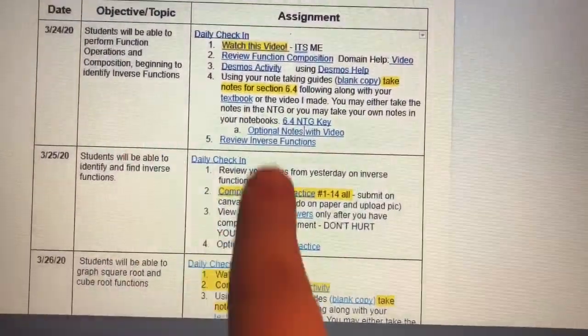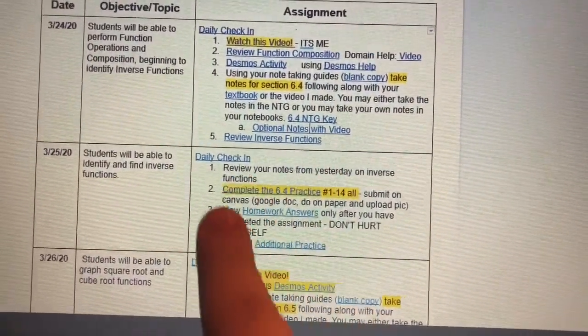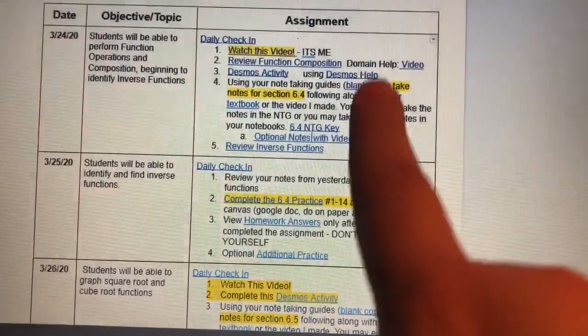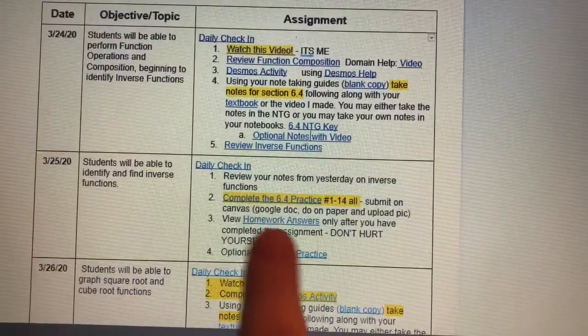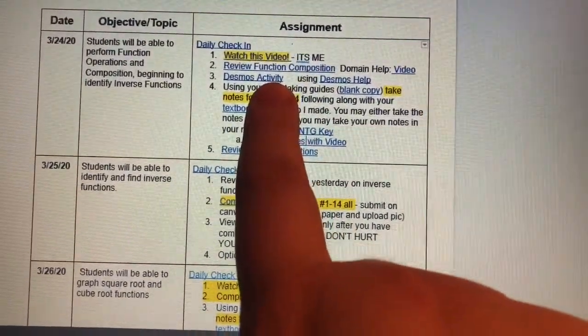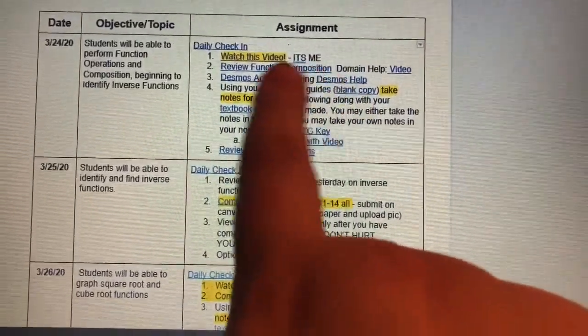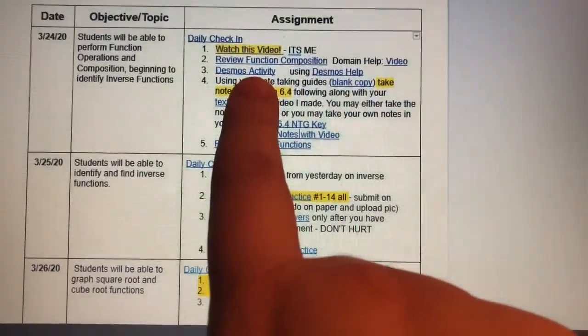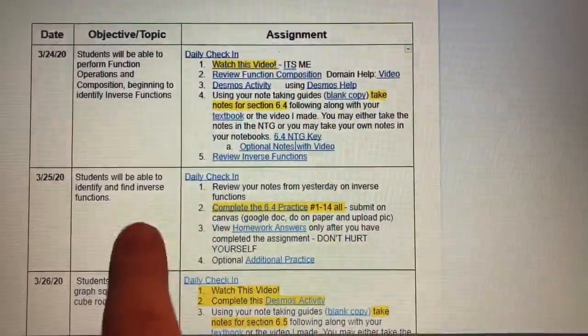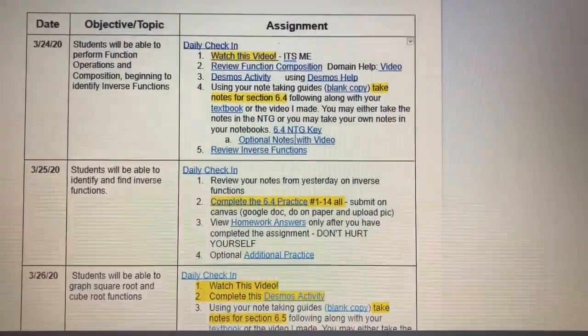Tomorrow, just looking ahead, if you guys are working ahead, tomorrow is when you're going to do your practice problems with the inverses. So if you're doing your notes on the inverse functions and you want to go ahead and get your assignment done, you can go ahead and do that. So your Desmos activity is due today. Well, I guess not today since you have 2 days to do it, but that's the assignment I'm looking for your grade for Monday, and on Tuesday it is your practice problems.